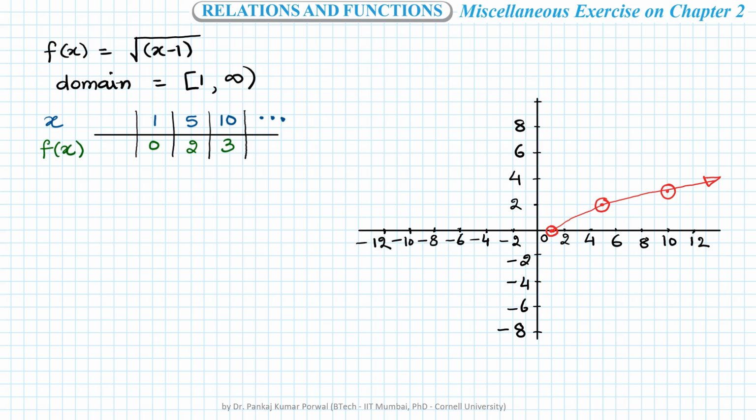If I project that, it comes on the origin, and then the entire graph will cover the upper side of the y-axis. So that is my range, and if I write that in interval notation, my range will be equal to square bracket 0, infinity. I have put a square bracket at 0 because 0 is included.